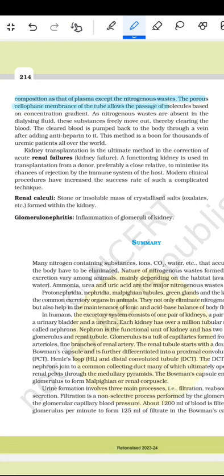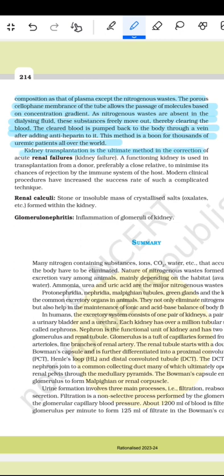The porous cellophane membrane of the tube allows the passage of molecules based on the concentration gradient. As nitrogenous wastes are absent in the dialysing fluid, these substances move freely out, thereby clearing the blood. The cleared blood is pumped back to the body through a vein after adding antiheparin to it. This method is a boon for thousands of uremic patients all over the world.